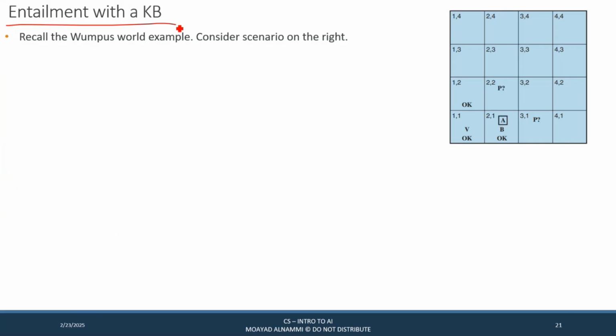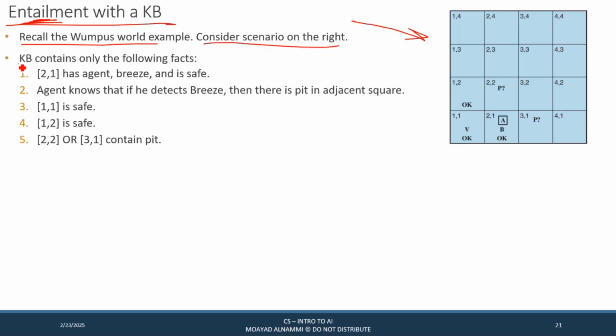So, entailment with the knowledge base. How do we establish entailment? Just to show you how we can use entailment to infer new facts about the environment. Recall the Wumpus World example. Consider this particular situation on the right. What do we have so far in our knowledge base? Our knowledge base contains the following facts. We know that 2-1 has the agent and there's a breeze and it is safe.